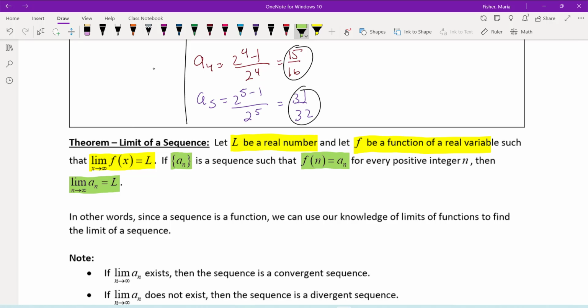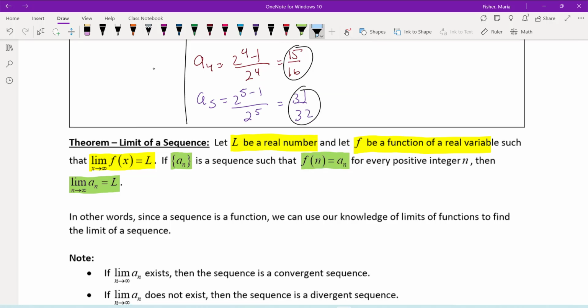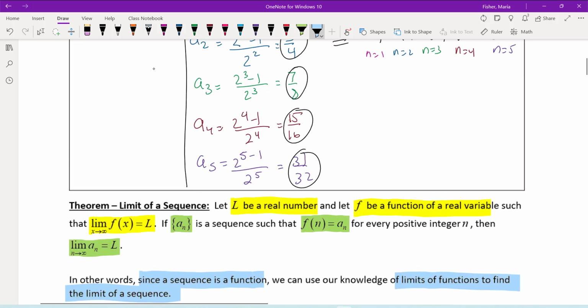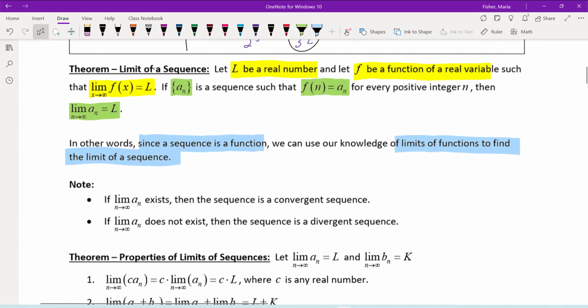What this means is that because we define sequences to be a function, we can use our knowledge of limits to find the limit of a sequence. So think of the limit of a sequence as when I'm listing all these numbers out, am I approaching a value? To determine if the sequence is approaching a number, we have to take the limit as n goes to infinity. If that limit exists, if you end up with a number L, then this sequence is a convergent sequence, which means your sequence converges, it's approaching a value.